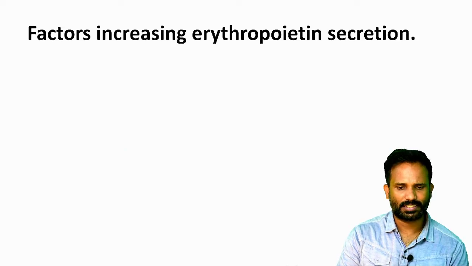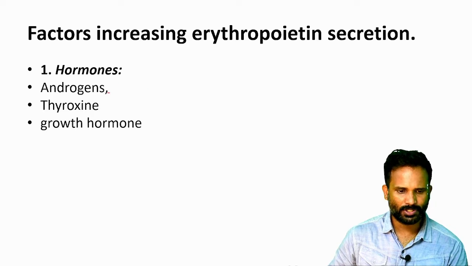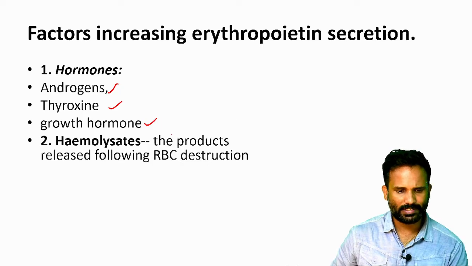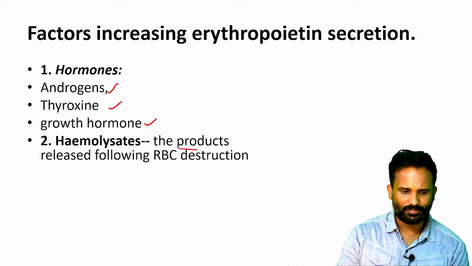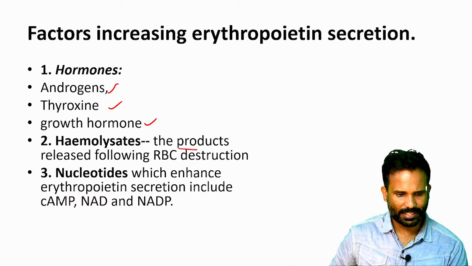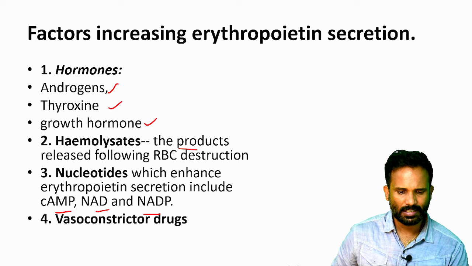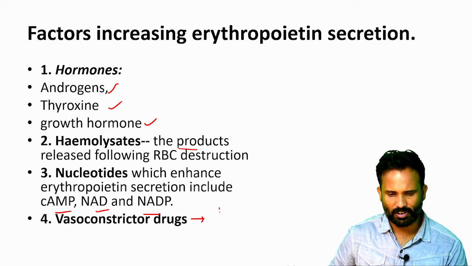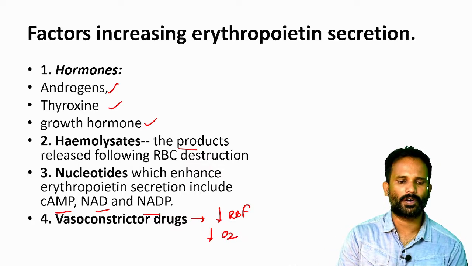And what are the factors that increase the erythropoietin? These are the general factors like androgens, metabolic hormones like thyroxine and growth hormone, and hemolysates. So the products of RBC destruction will further stimulate the secretion of erythropoietin, and the nucleotides like cyclic AMP, NAD and NADP also increase erythropoietin secretion, and the vasoconstrictor drugs which cause decreased renal blood flow, so decreased oxygen to the kidney, that stimulates the erythropoietin secretion.